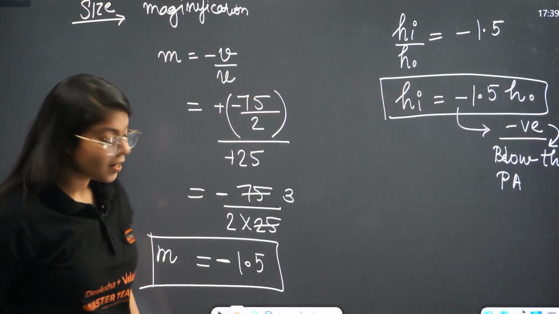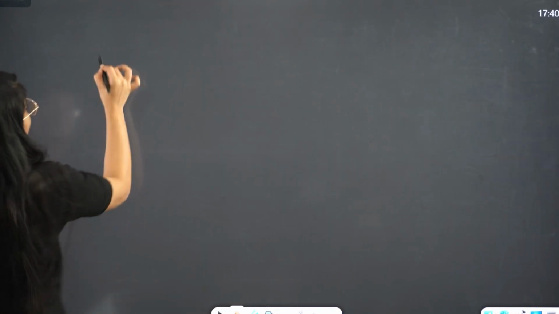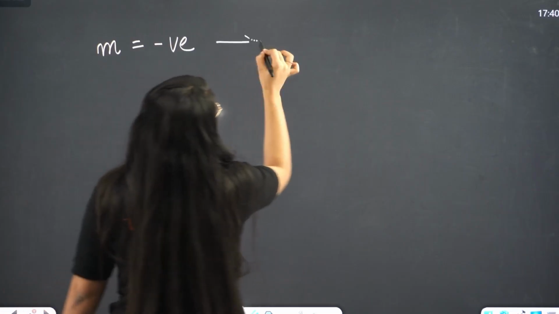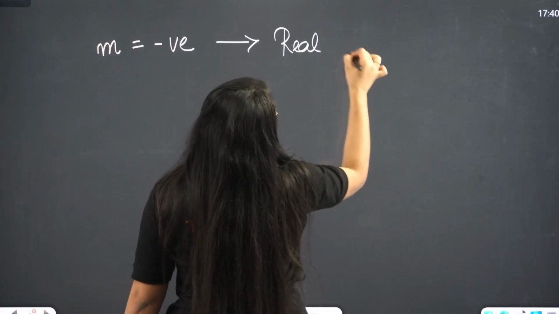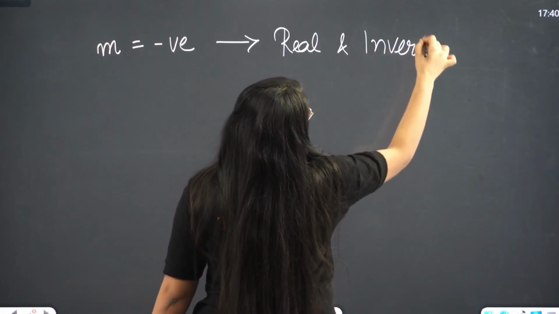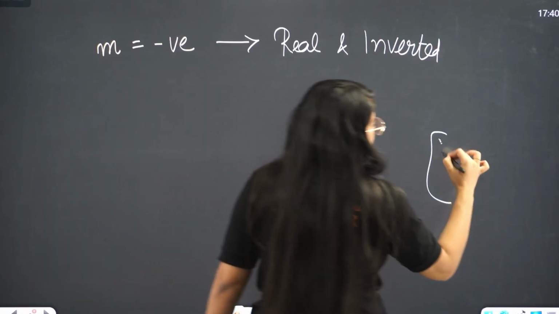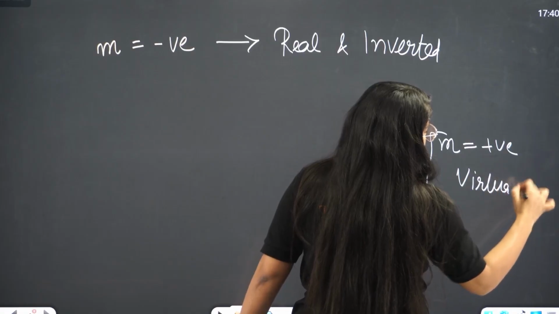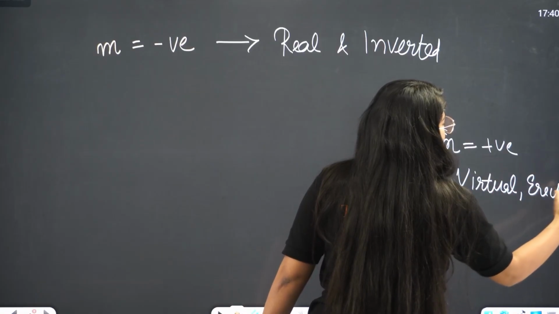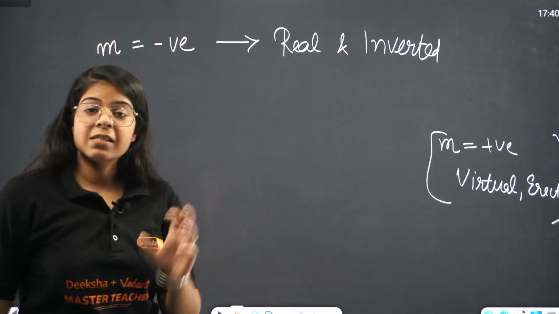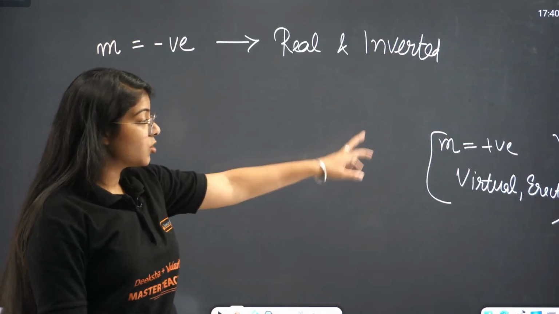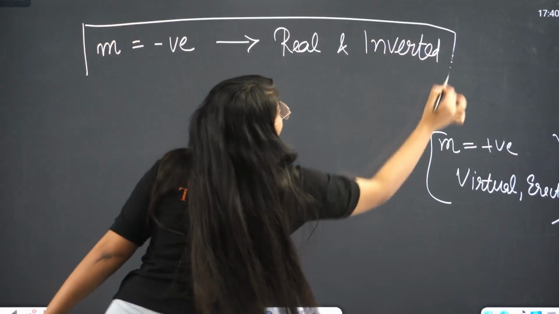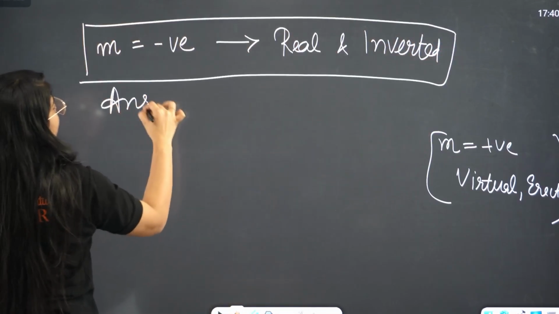And what is the nature? Now see, magnification is negative. Magnification is negative. That means the image is real and inverted. If, however, the magnification is positive, the image will be virtual and erect. This is something you have to remember. Whenever the magnification is negative, the nature of image is real and inverted. Whenever it's positive, the answer is virtual and erect. So this is your final answer.